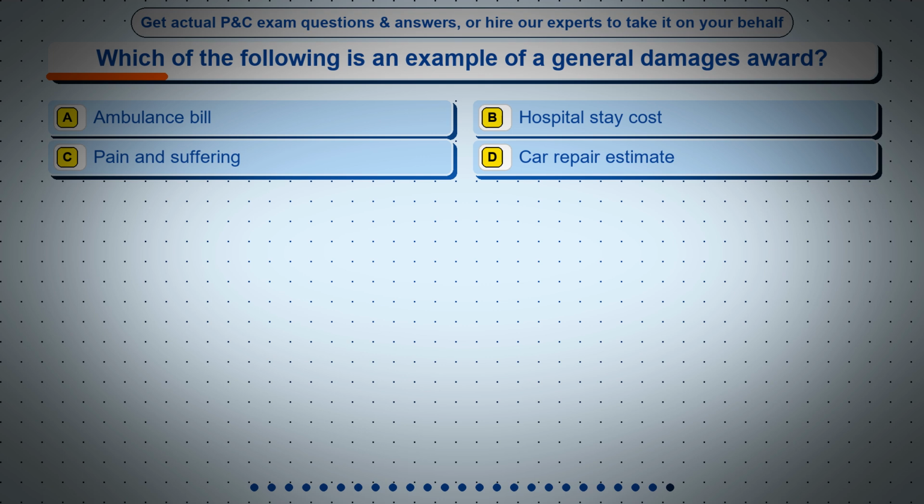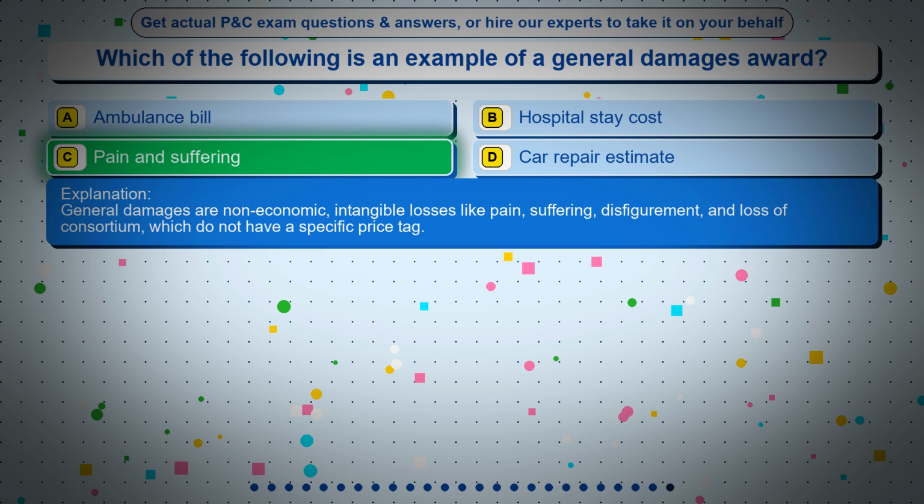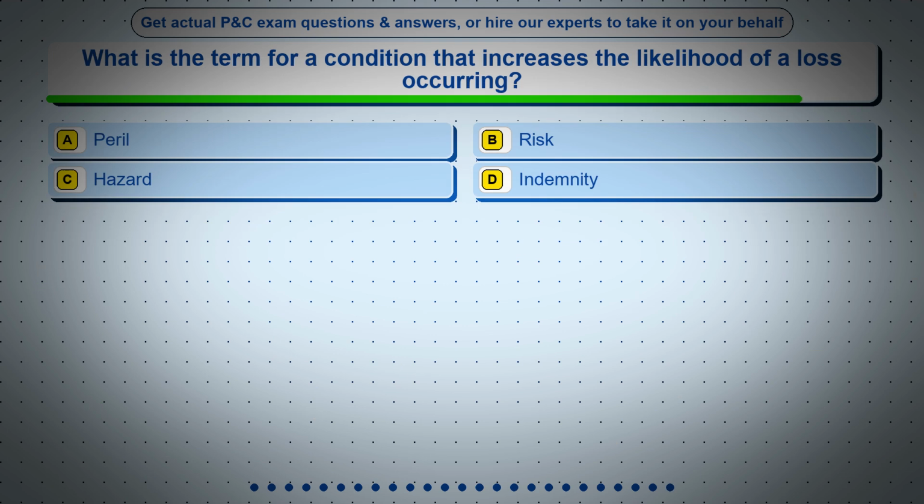Option D, car repair estimate. The correct answer is option C, pain and suffering. General damages are non-economic, intangible losses like pain, suffering, disfigurement, and loss of consortium, which do not have a specific price tag. Question 25. What is the term for a condition that increases the likelihood of a loss occurring?